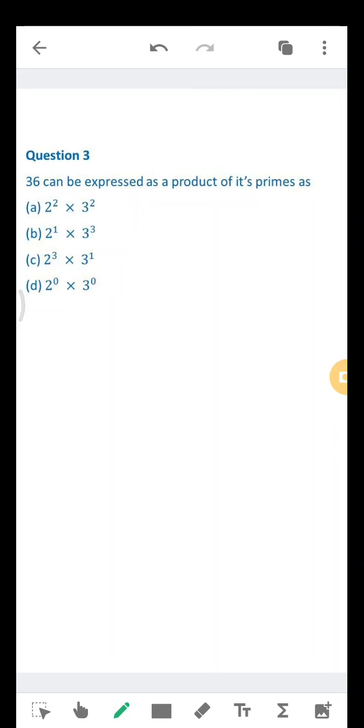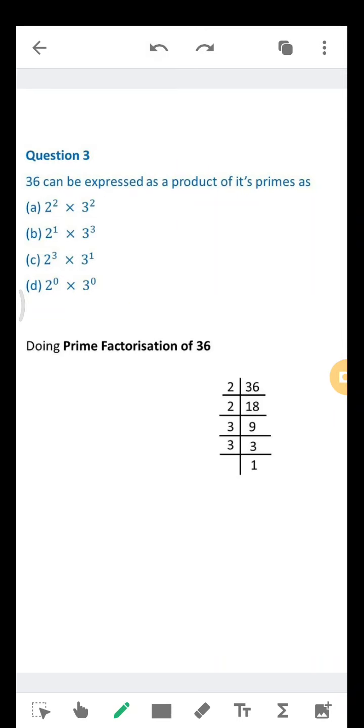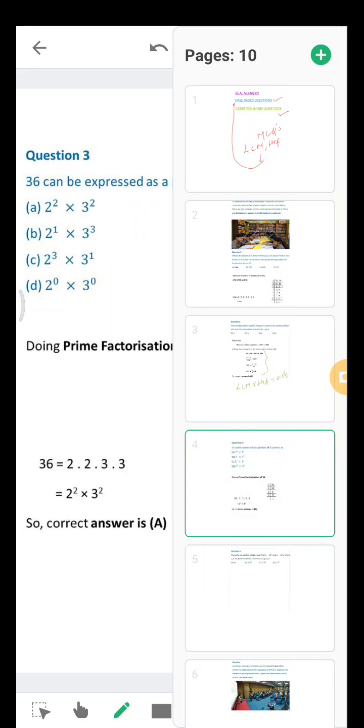Next, 36 can be expressed as a product of its primes as. So how can we write 36? Very simple. You find the prime factors of 36. You get 2 twice and 3 twice. 2 18 times, 2 9 times, 3 3 times, 3 1 time. You all are perfect in this. So just write this as a product of primes. So what is the correct answer here? 2 square into 3 square. This is the correct answer. So A is the correct option. So this way you have to proceed.